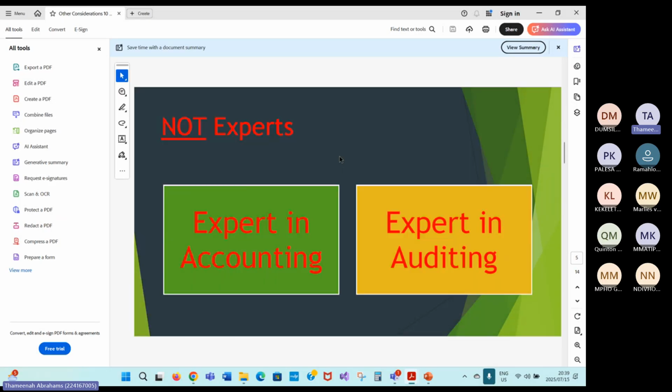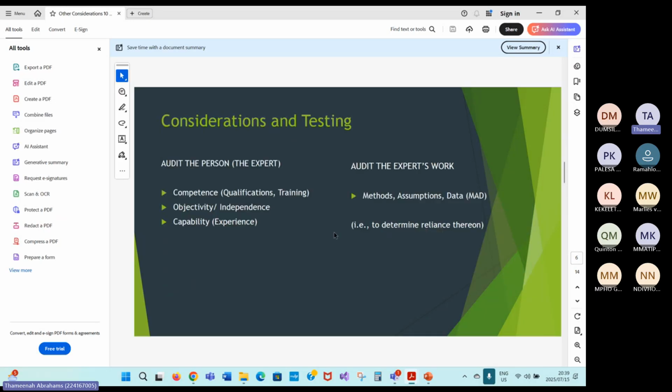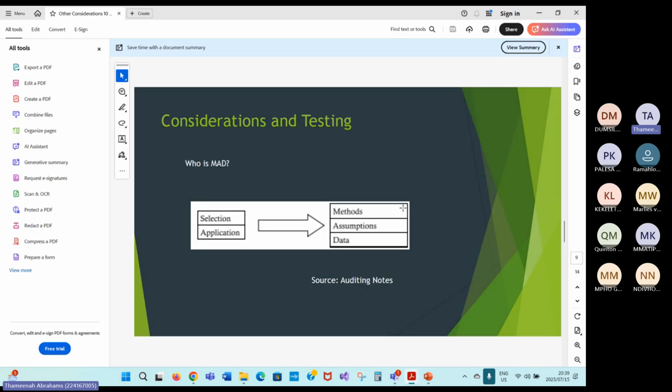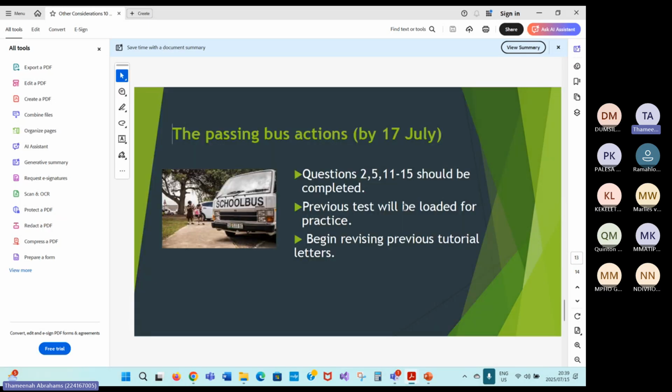So the use of an expert. The expert is not the expert in accounting or the expert in audit, it's just who appoints them. So the management expert was appointed by your client, and the auditor's expert was appointed by the auditor. And then they speak about considerations about that. They speak about audit estimates here. And they say which questions to work through to complete. And they say previous tests will be uploaded and so forth.